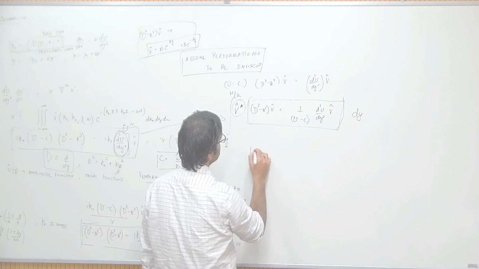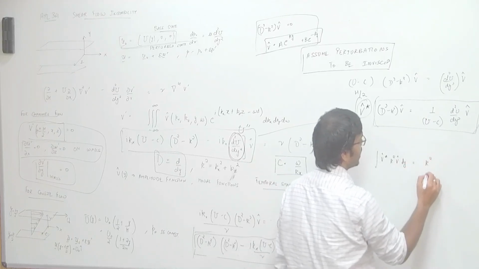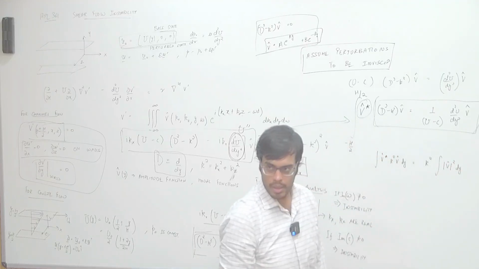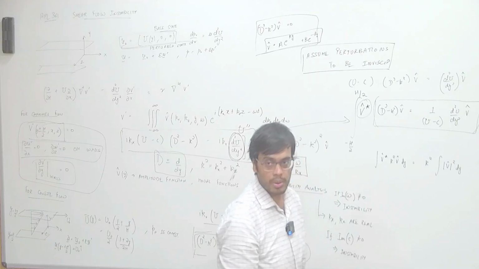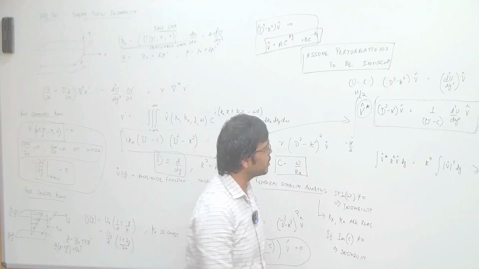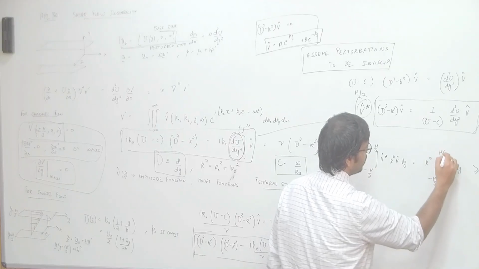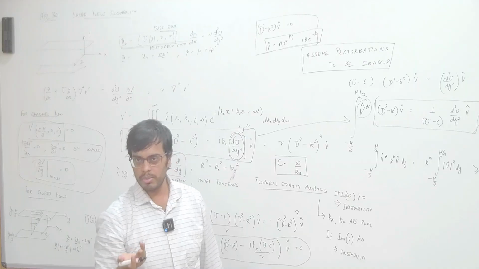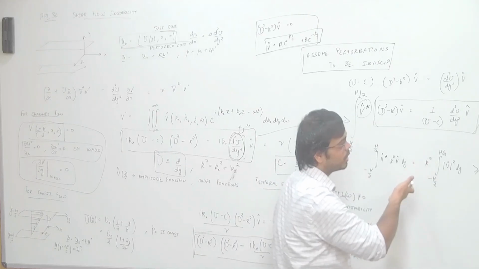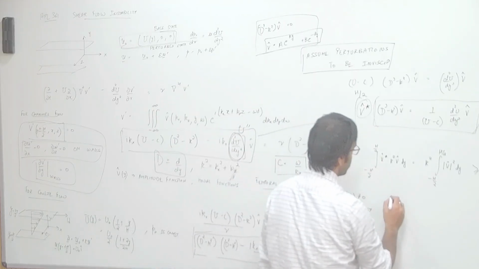So you have v hat star k square v hat dy, which is basically k square times mod v hat square dy. Notice that this is always greater than or equal to 0. This is integration from minus h by 2 to h by 2. Mod v hat square is always a positive quantity, you are integrating it over a finite domain, and k square is also a positive quantity. So you have this as greater than or equal to 0 always. Let us look at the other one.